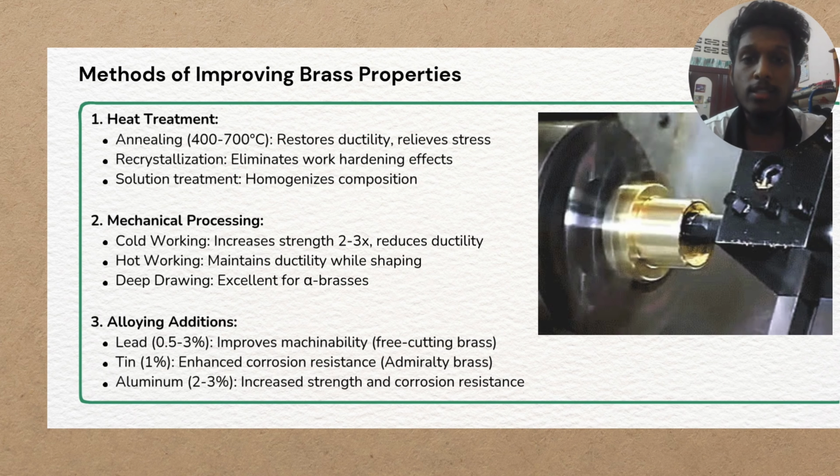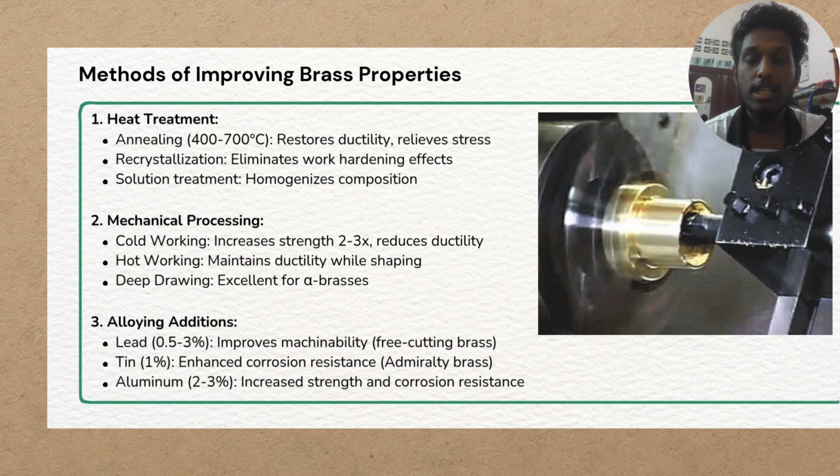Okay, now let's look at the different methods to improve the properties of brass. There are three main approaches: heat treatment, mechanical processing, and alloying additions. First, we have heat treatment. Annealing at temperatures between 400 degrees Celsius and 700 degrees Celsius helps restore ductility and relieve internal stresses caused by prior processing.